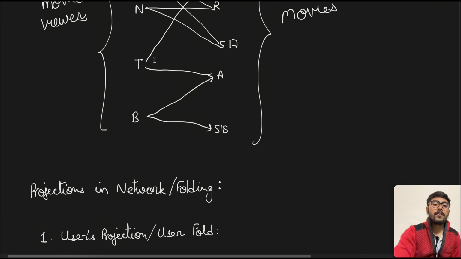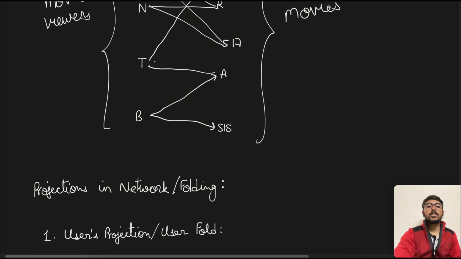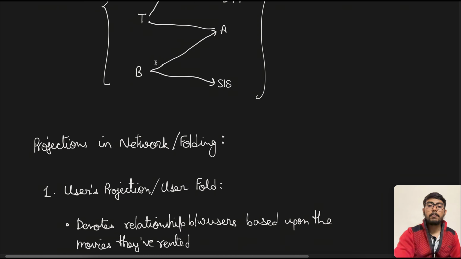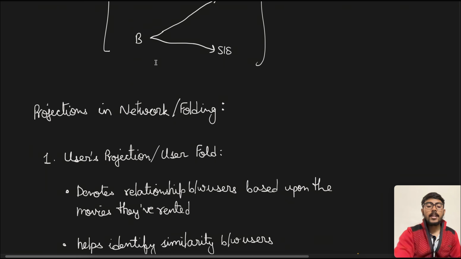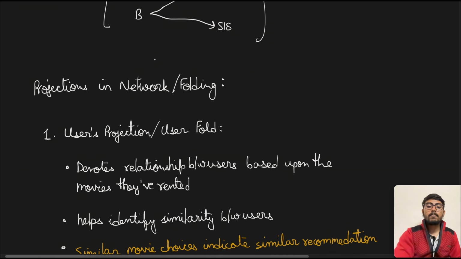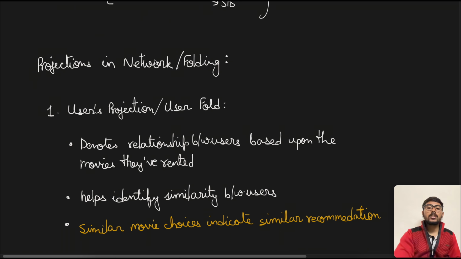So first, we will understand what is user projection or user fold. This projection shows the relationship between the users based on the movies that they have rented. Essentially, it allows us to understand the similarity between two users. If two users rented many of the same movies, their projection will have a strong connection, suggesting that they might like similar future movies.